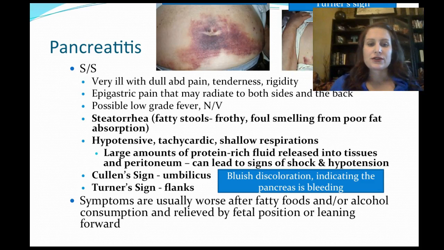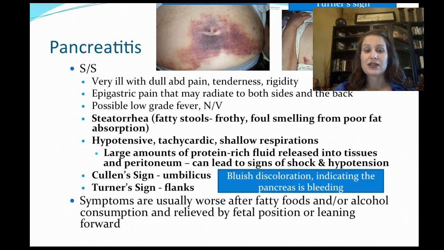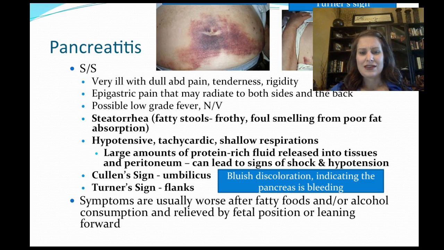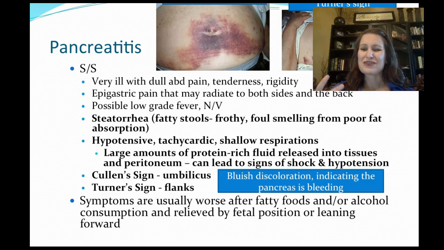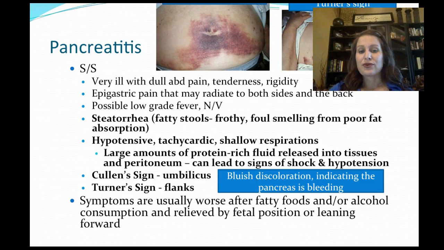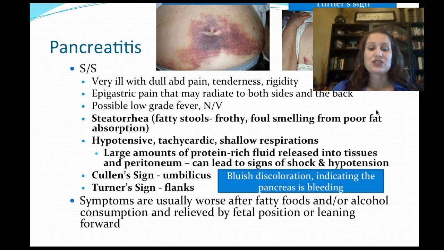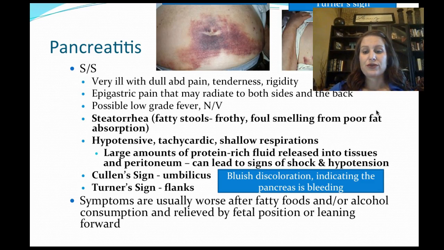Other signs and symptoms include very ill with dull pain, tenderness, rigidity, epigastric pain that radiates to both sides and the back, so you have severe, severe back pain, possible low-grade fever, nausea, vomiting, steatorrhea or fatty stools, and anytime you see that word steatorrhea, you know that they're also frothy, foul-smelling, and it's all from poor fat absorption. This patient might be hypotensive, tachycardic, with shallow respirations. They'll have large amounts of protein-rich fluid released into the tissues and the peritoneum, and it can lead to signs of shock and hypotension. So you can see hypotension, tachycardic.